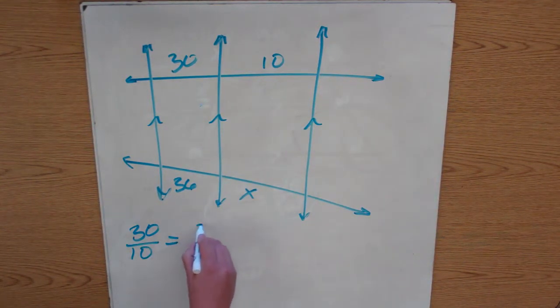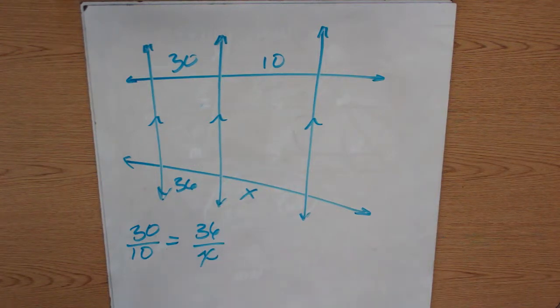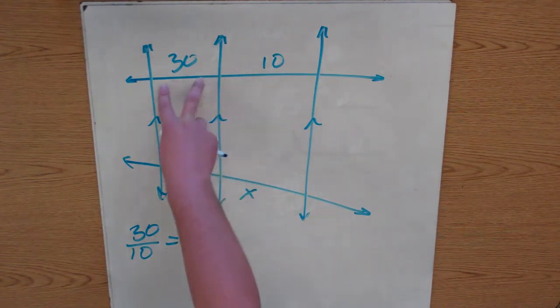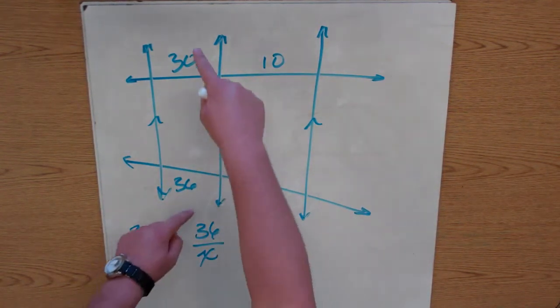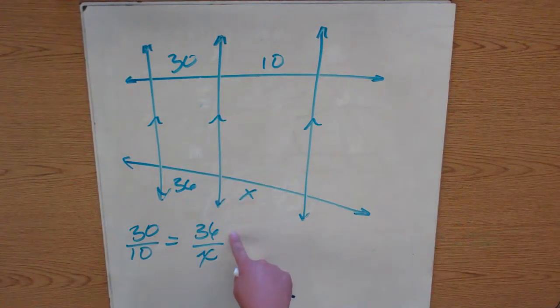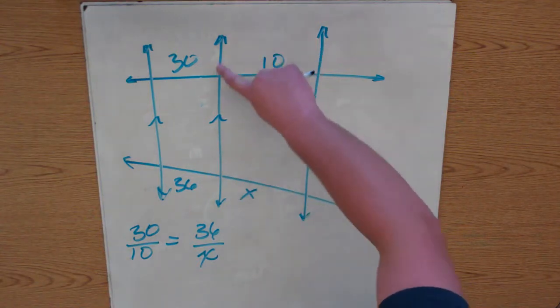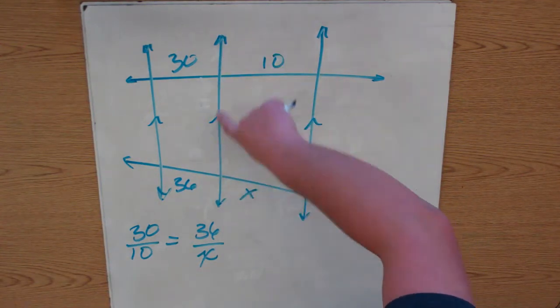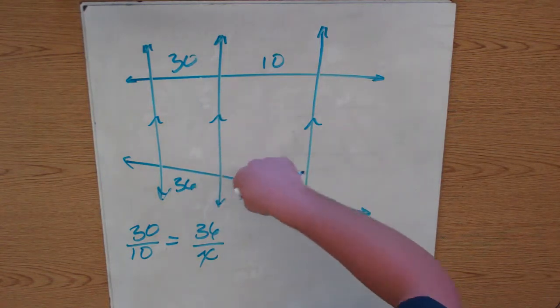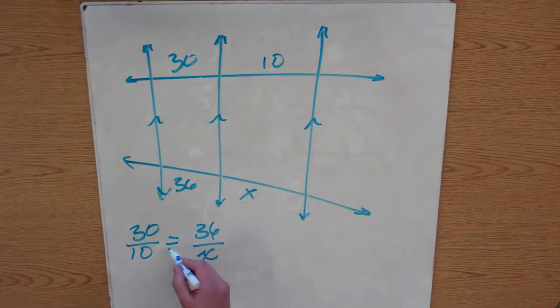That's the way our proportions work when you have multiple parallel lines cut by a transversal. Make sure you keep them lined up. Since we put the 30 first, we need to put the 36 first in the second ratio. You could almost use this parallel line to separate your ratios. 30 over 10, 36 over x. Now, it's the same process.